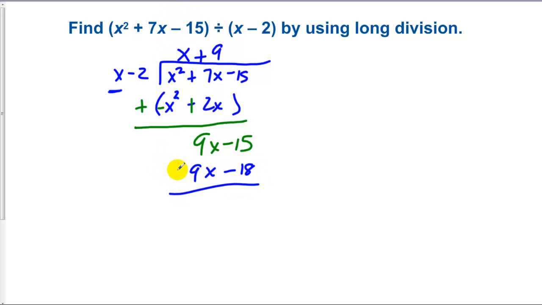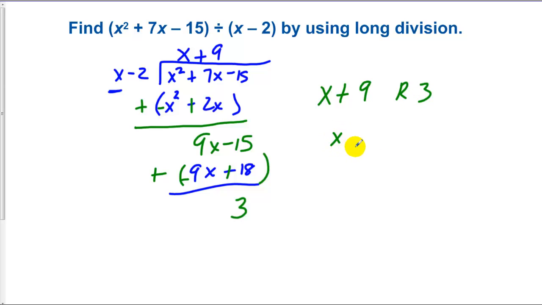Once again, I'm going to want to subtract this quantity. So I distribute the negative through, giving me a negative here and a positive here. Then I add. Left with 0 here and 3 here. So my solution is x plus 9 with a remainder of 3.